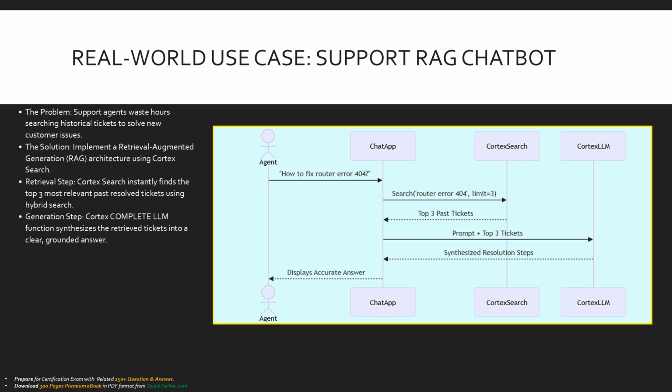The chat app bundles the agent's original question together with the text of those top 3 tickets and sends this combined payload to the Cortex LLM. The LLM processes this grounded context, synthesizes a clear resolution, and sends the final, actionable answer back to the agent's screen. The data never left Snowflake, and the agent receives a perfect, customized answer.